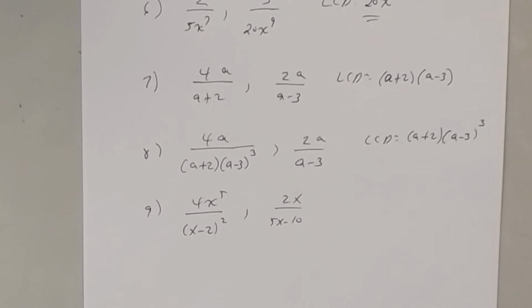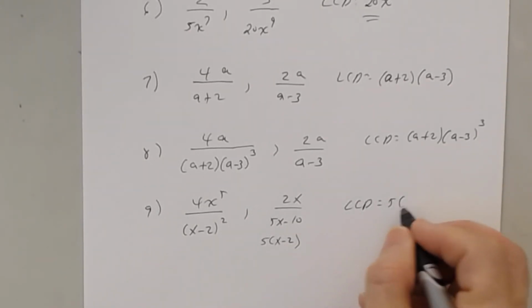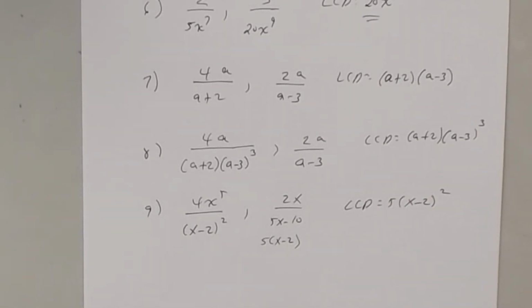So how can I factor that second denominator? 5 times x minus 2. Okay? So now I kind of know what my LCD is. So what's the LCD, do you think? What do you think? Okay, I agree that part of it is x minus 2 squared. Is it the only part? 5 times x minus 2 squared, yes. All right, so remember, you got to take care of the coefficients also.